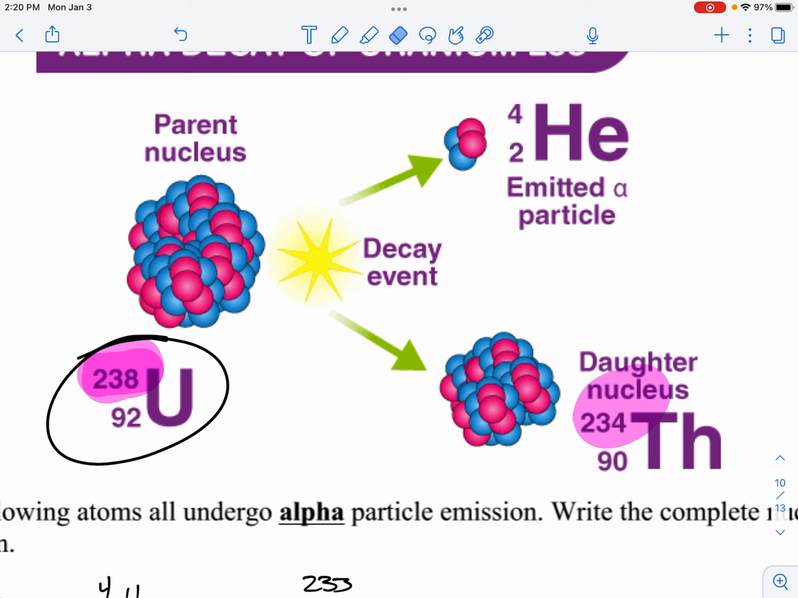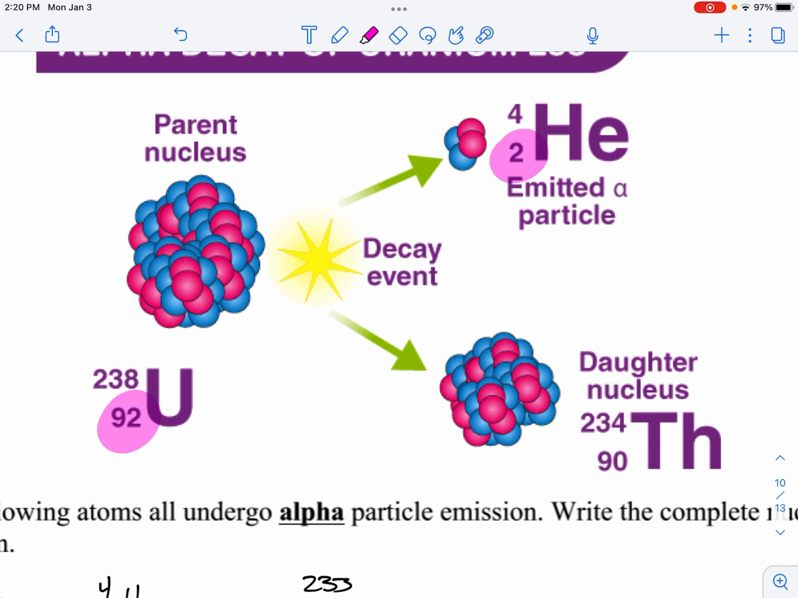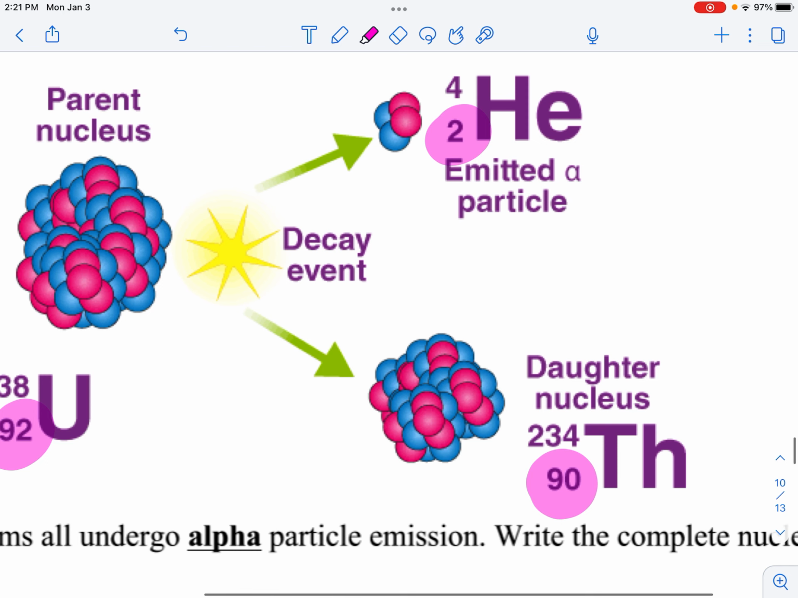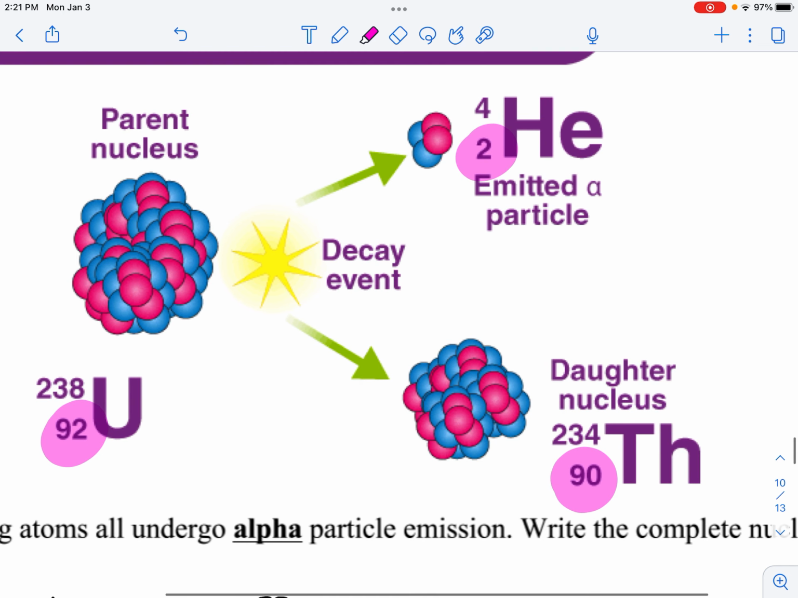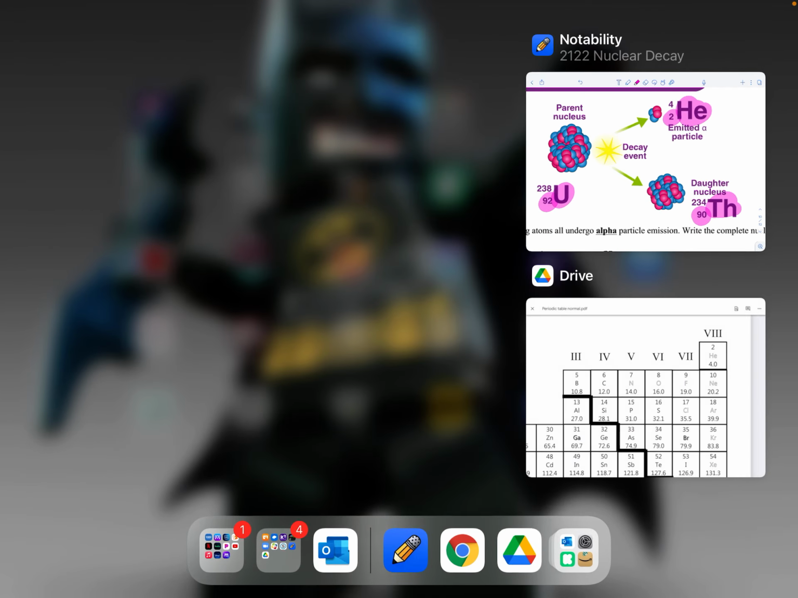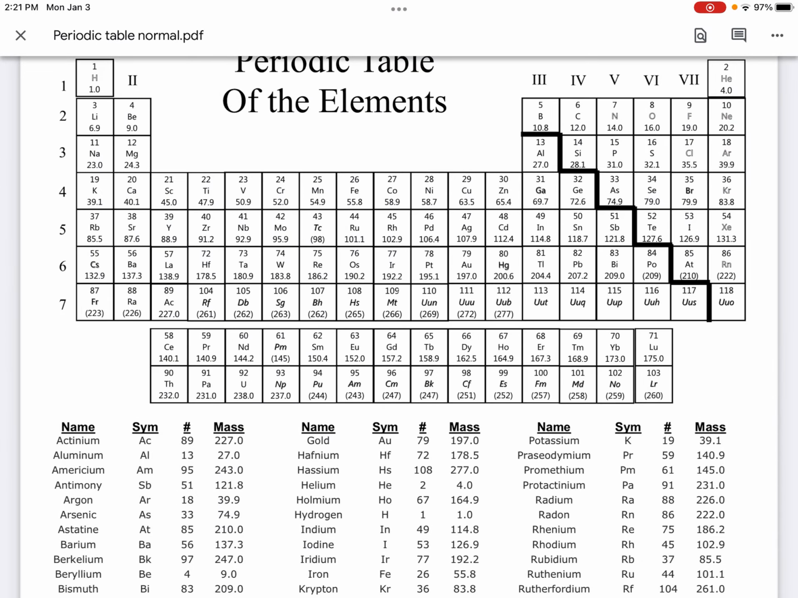Same thing that happens down below here. I've got 92 for my uranium, but I gave off 2, and so that leaves me with 90. But how am I supposed to know that this is thorium? Because I started with uranium, I gave off helium. I get the numbers, but how am I supposed to know the symbols? Well, we already know how to do that because we know how to check the periodic table, and we know how to check the numbers.